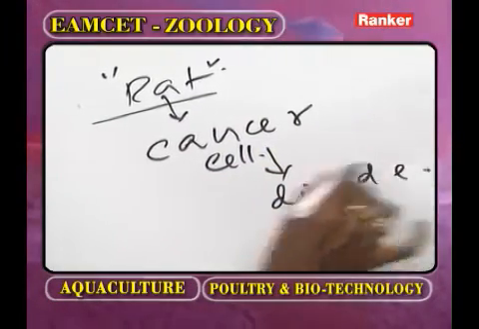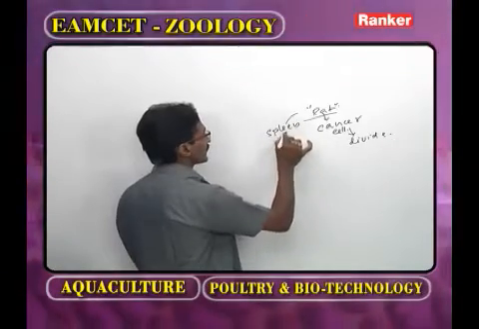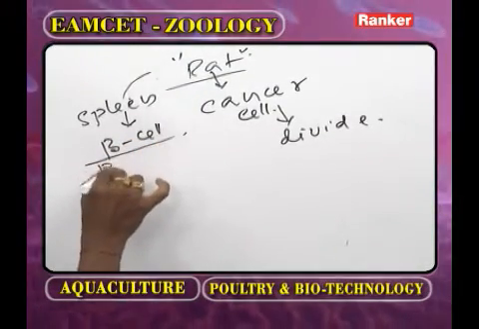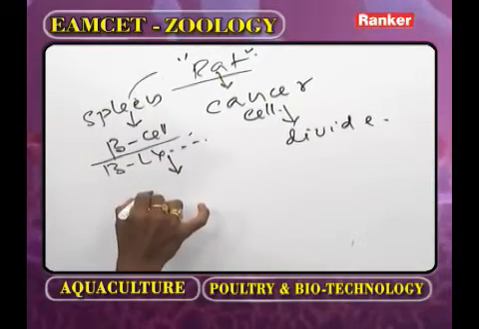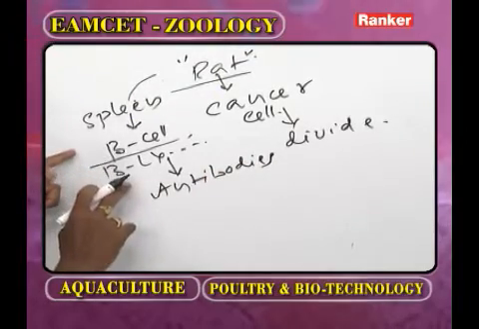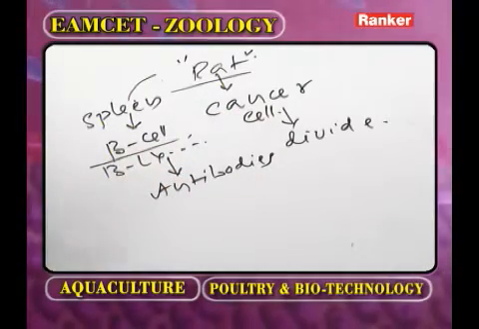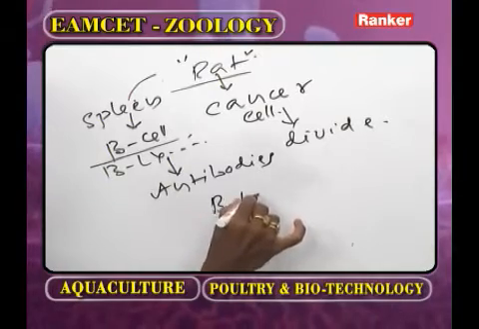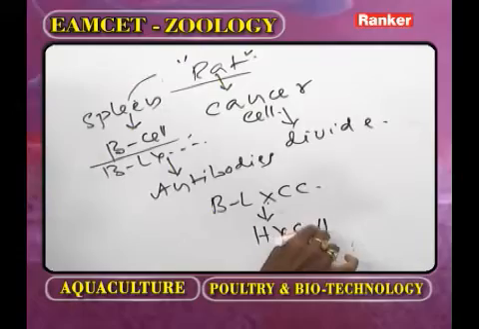It can divide. Now, in the rat body, from the spleen, they collected the B cell, that is called the B lymphocyte. The B lymphocyte produces antibodies. The B lymphocyte cannot divide but produces antibodies, whereas the cancer cell can divide but does not produce antibodies. Now, what did they do? The B lymphocyte was crossed with the cancer cell. They got the hybridoma cell.